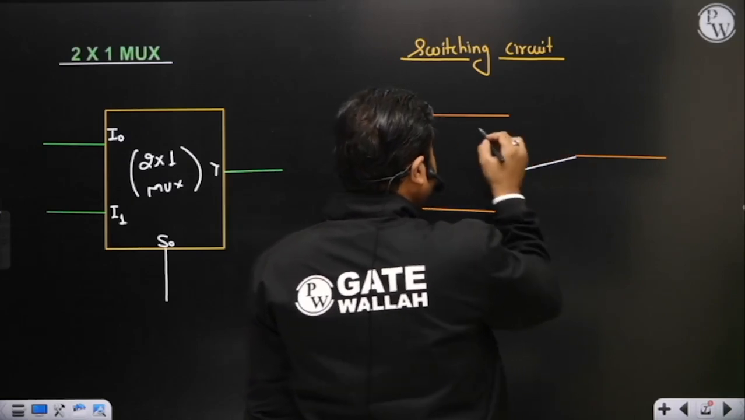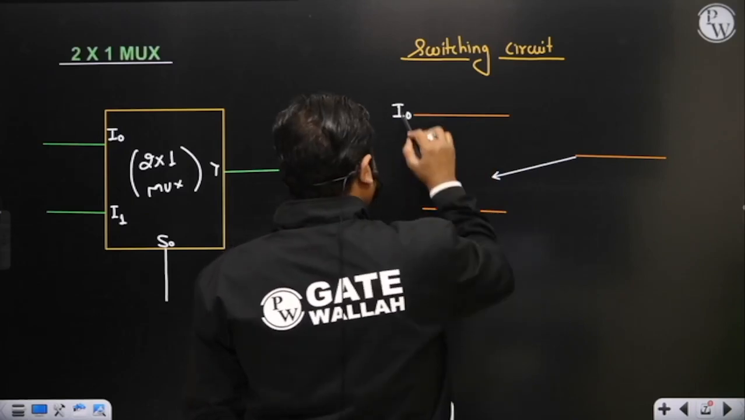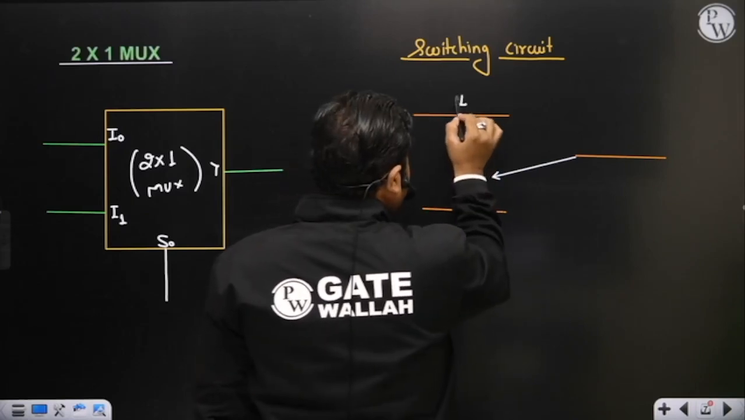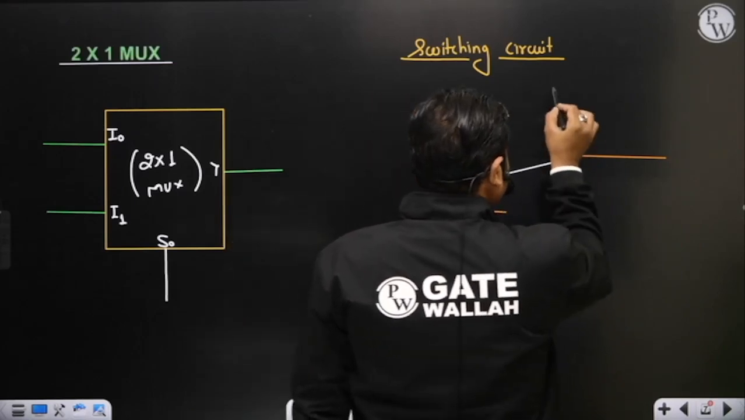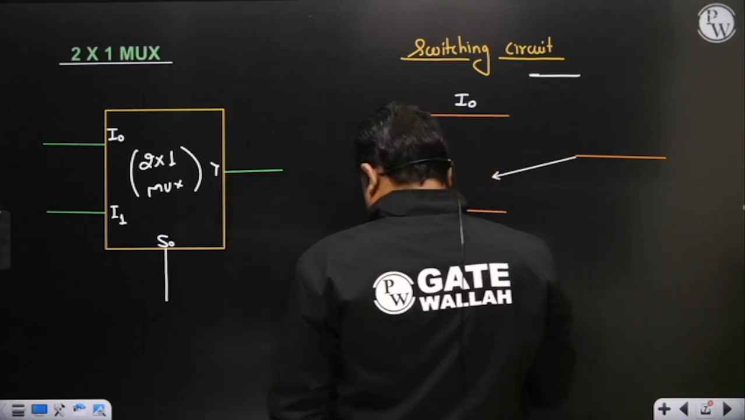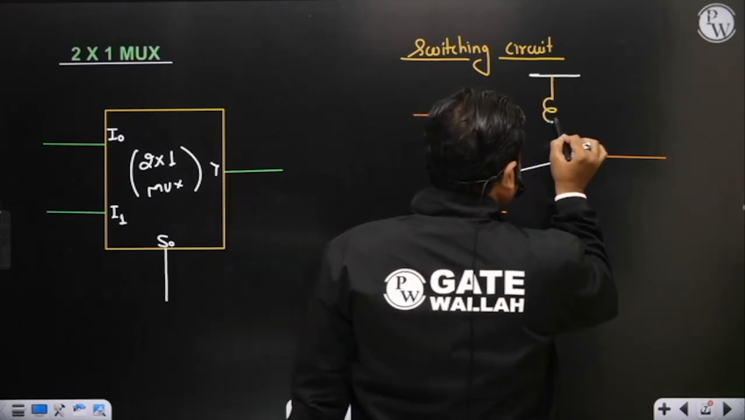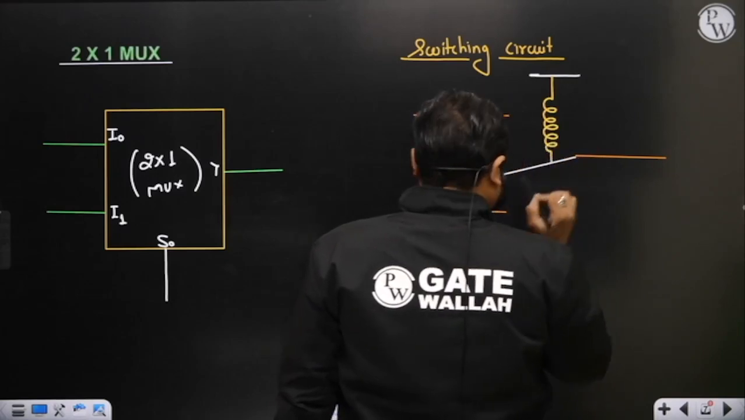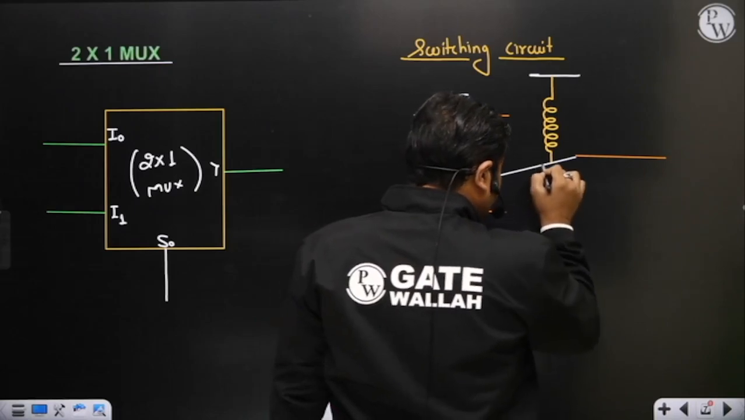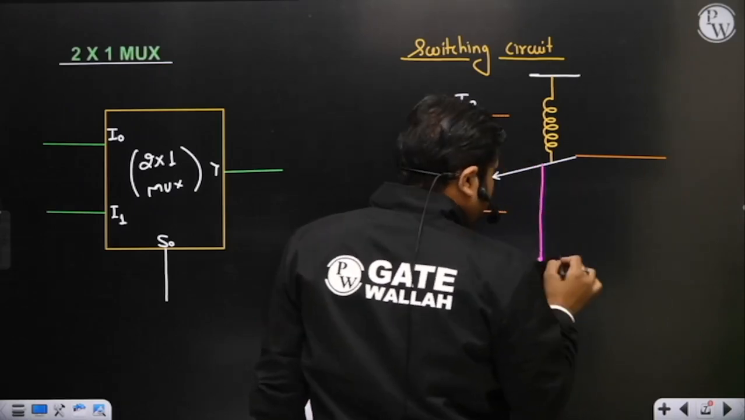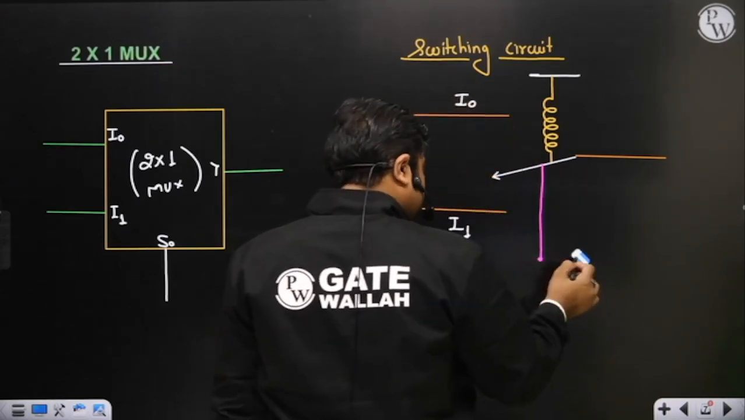So we have I0, I1, 2 input lines. So I am representing them as I0, I1. And suppose this is connected with a spring, and there is one string on which I am going to perform a select action.